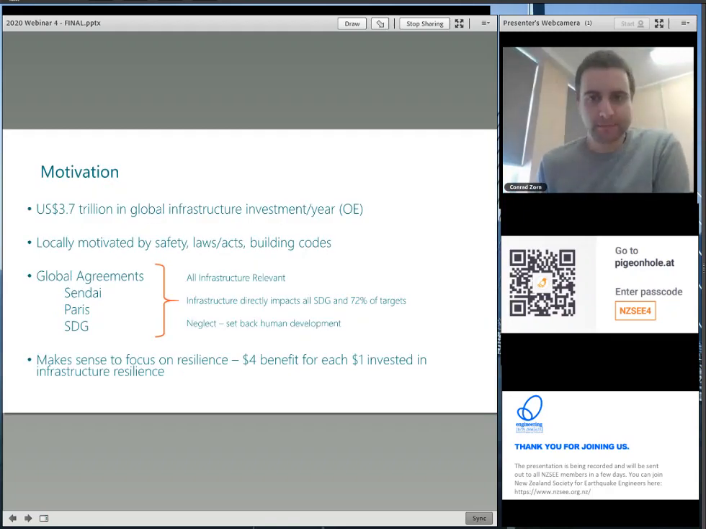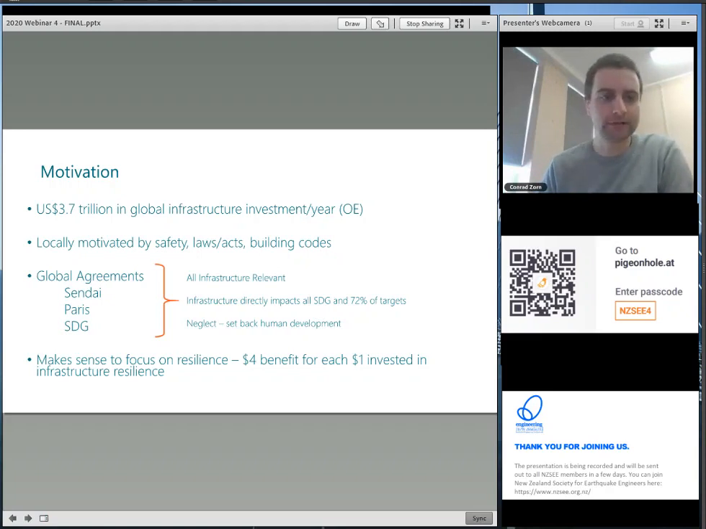All right. So you probably don't need to be convinced of why this type of work is important if you're in this call. But globally, we are spending trillions and trillions on infrastructure. Depending on who you ask, it's always around the 3 to 4 trillion, say, per year. Whether it's enough or not is a different presentation entirely.